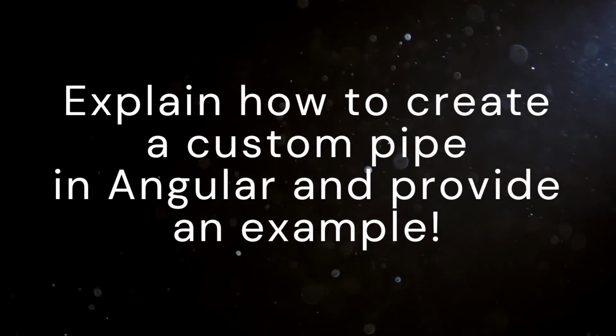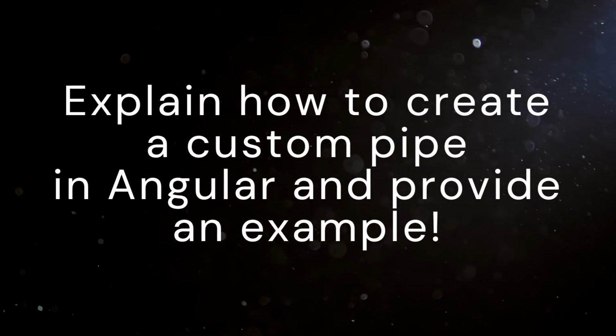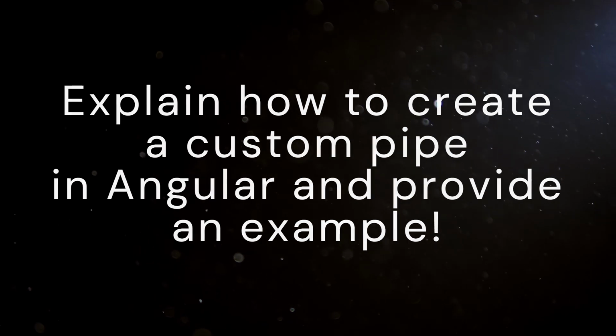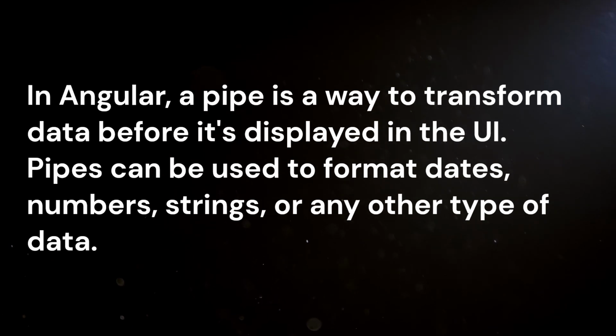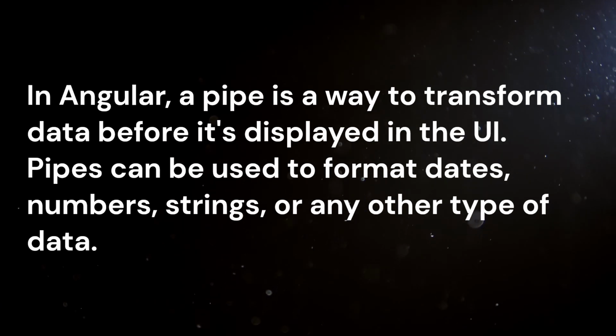Explain how to create a custom pipe in Angular and provide an example. In Angular, a pipe is a way to transform data before it's displayed in the UI. Pipes can be used to format dates, numbers, strings, or any other type of data.